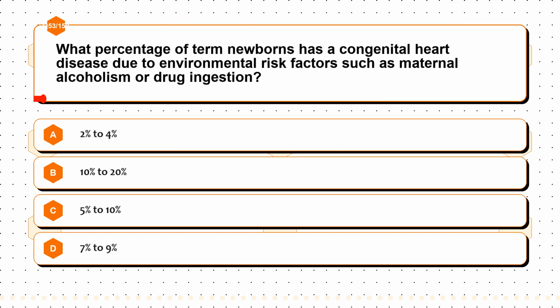Question 53. What percentage of term newborns has a congenital heart disease due to environmental risk factors such as maternal alcoholism or drug ingestion? Here are the options. Option A. 2% to 4%. Option B. 10% to 20%. Option C. 5% to 10%. Option D. 7% to 9%.